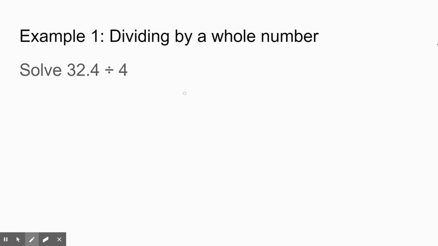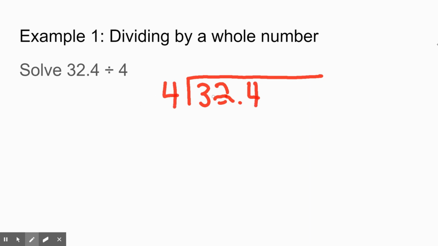is start by writing our long division problem out. So our dividend is 32.4. And our divisor is 4. Remember, the dividend always goes on the inside. The divisor always goes on the outside. We also have our decimal point here, and we're just going to put it right above where it is currently. So it's going to be right there.